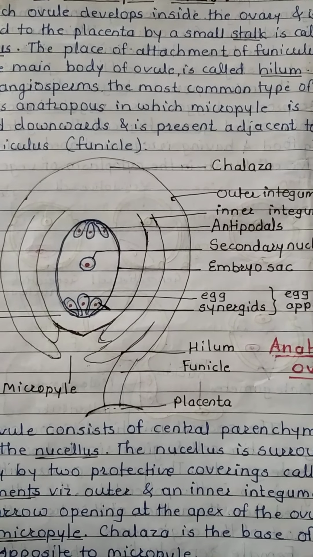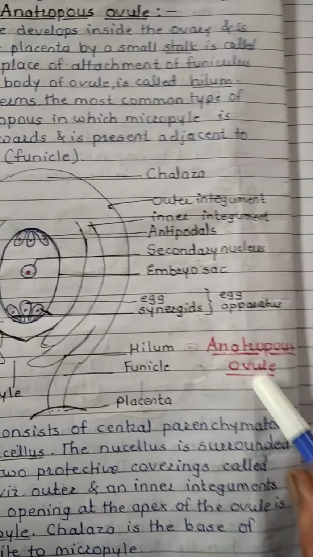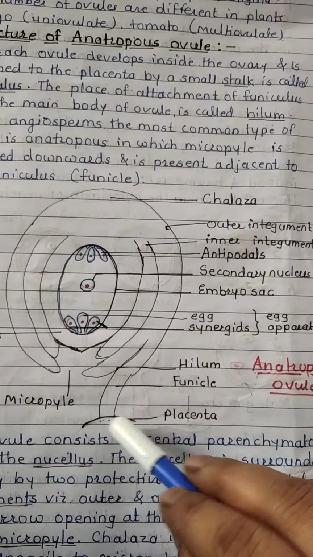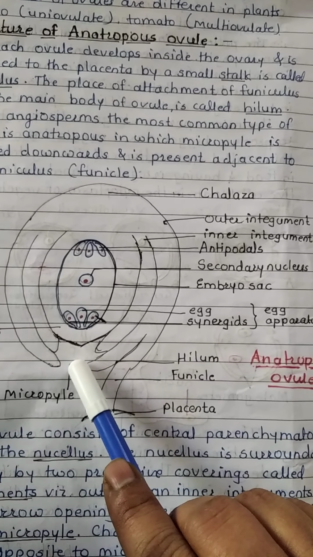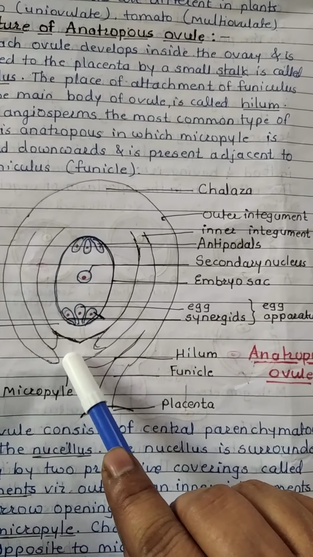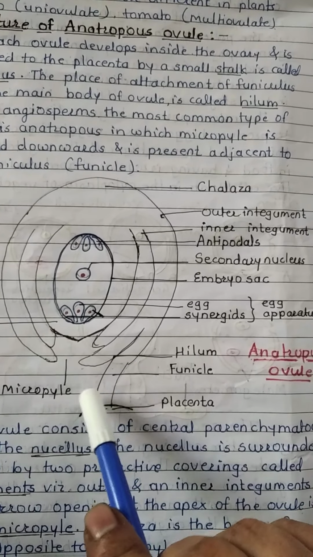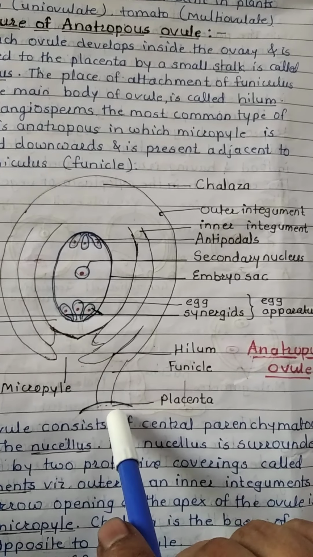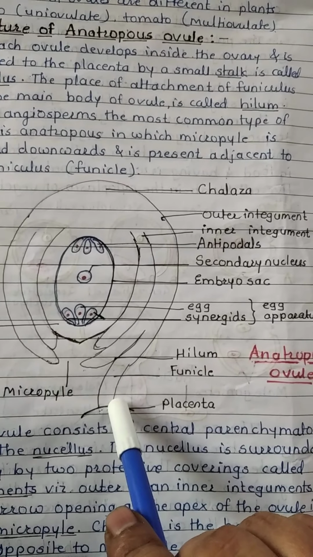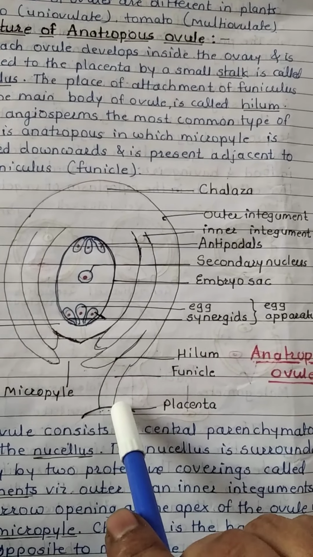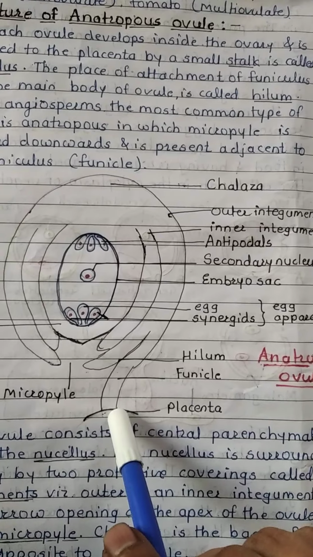Today we are going to study the structure of an Anatropous ovule. When the opening of the ovule, that is the micropylar end, is present at a downward position, this type of ovule is called an Anatropous ovule. This type of ovule is present in the majority of angiospermic plants.